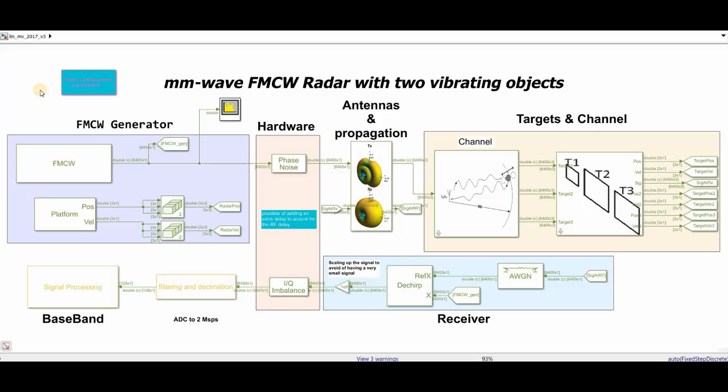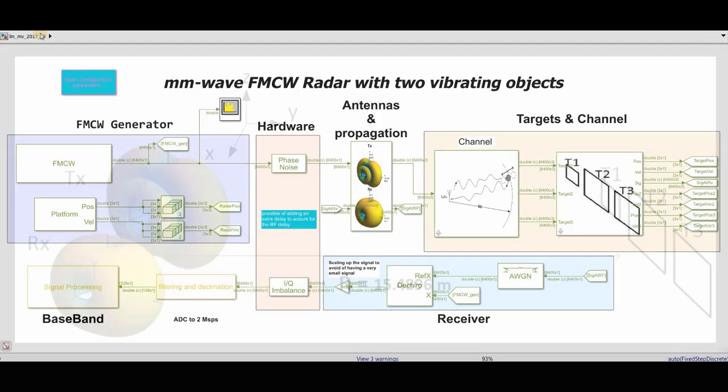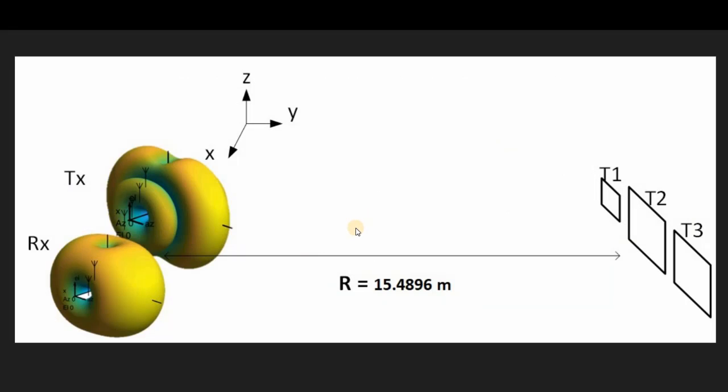Today we are going to use the Matlab Simulink environment to model the whole transmitter and receiver chains of an FMCW radar using phased array and antenna toolboxes. Let us first look at the radar and the targets' positions. The radar platform is placed at the origin of the coordinates, and three targets are placed at a typical range of about 15.5 meters away from the radar.